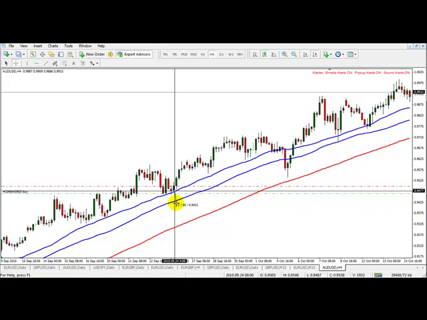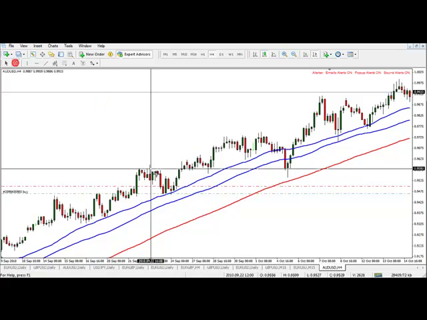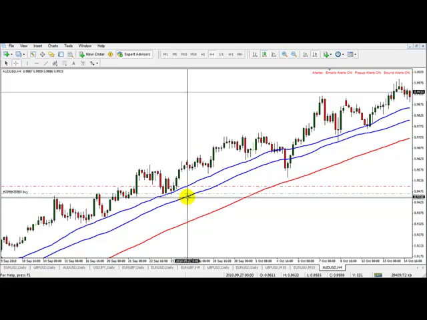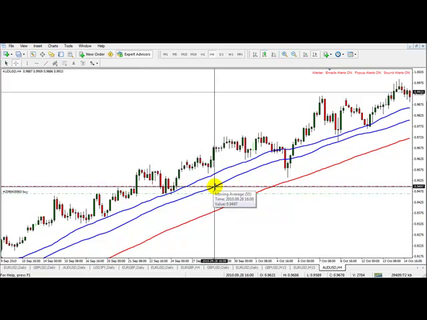Stop loss goes right here, below the 55 moving average, because remember, once we're through this, we're not interested in the trade anymore. Then what we're going to do is stay in that trade until price hits the 55 moving average.